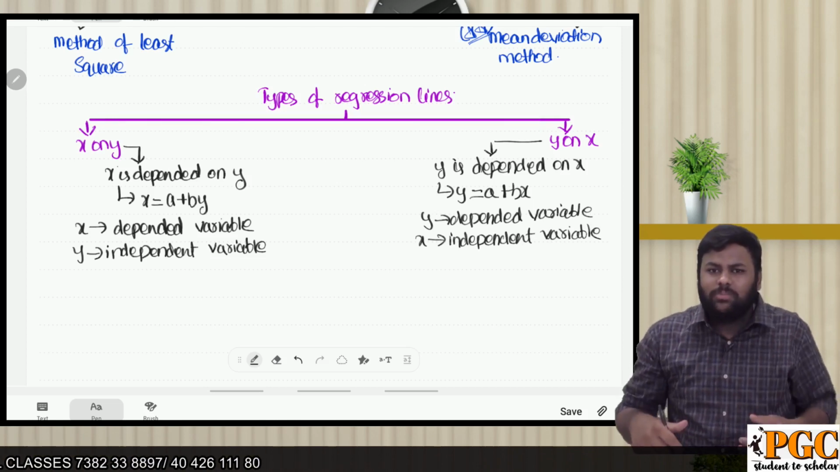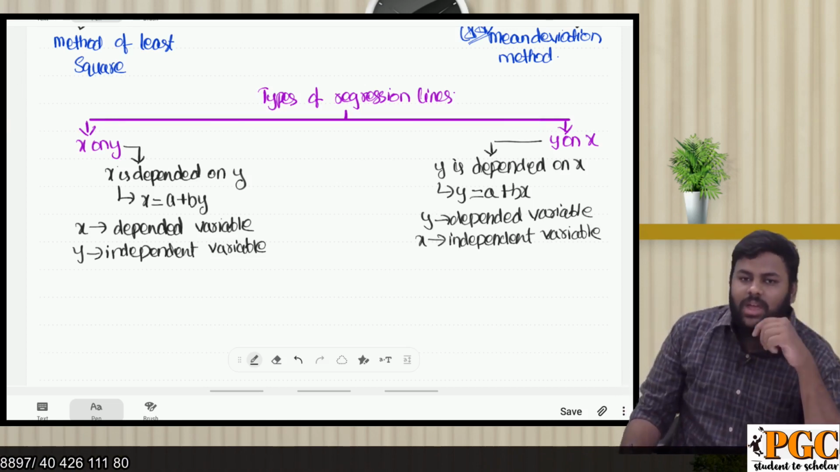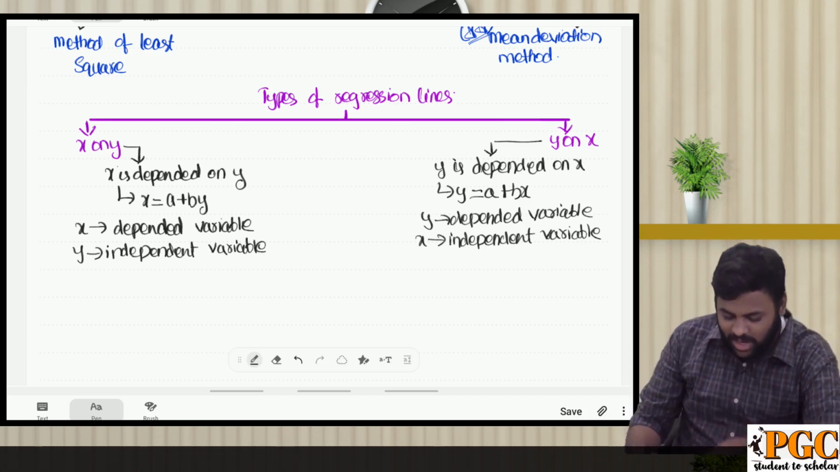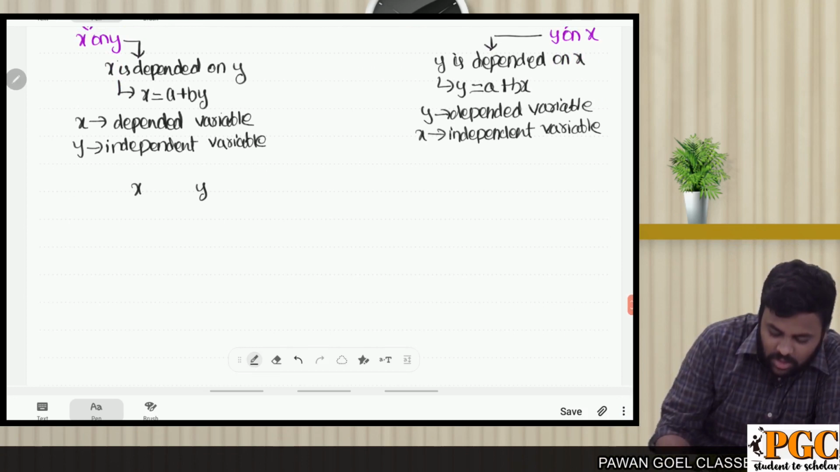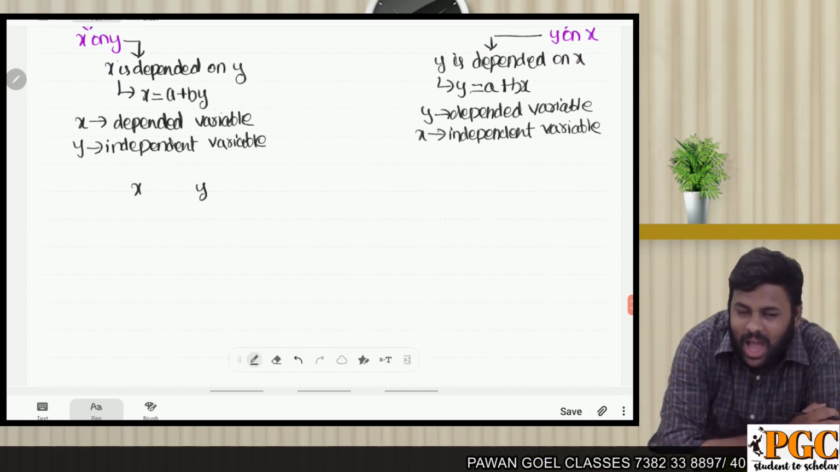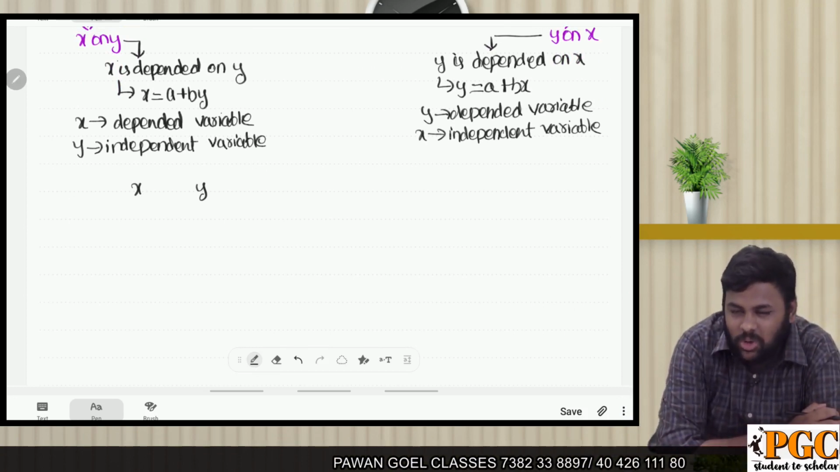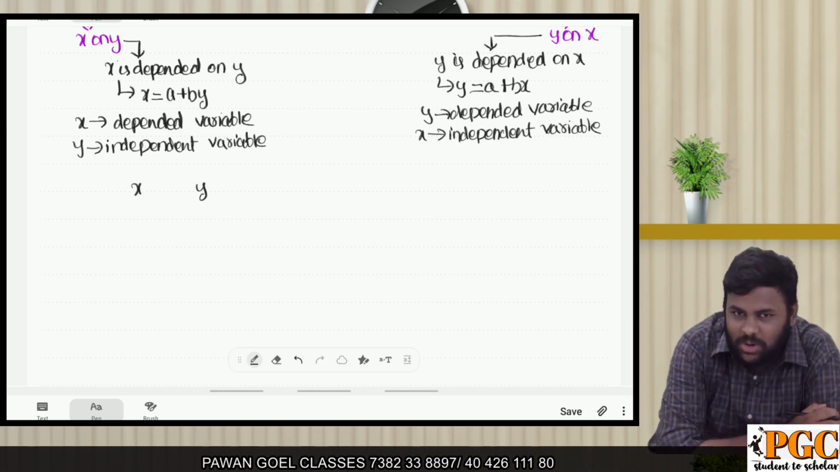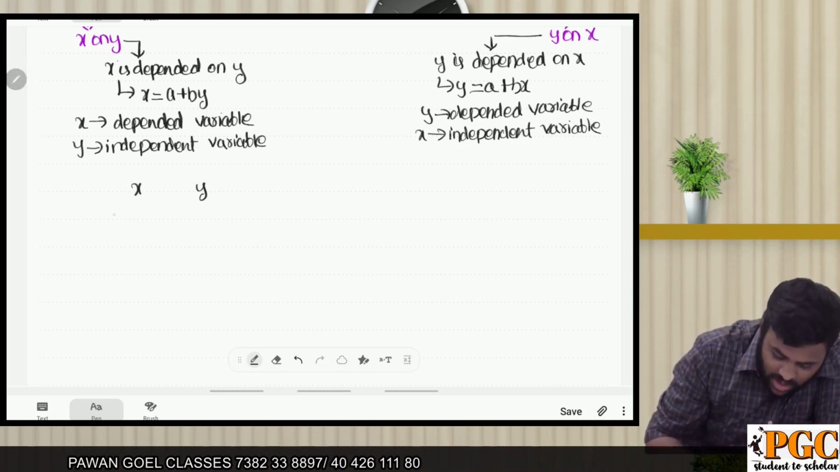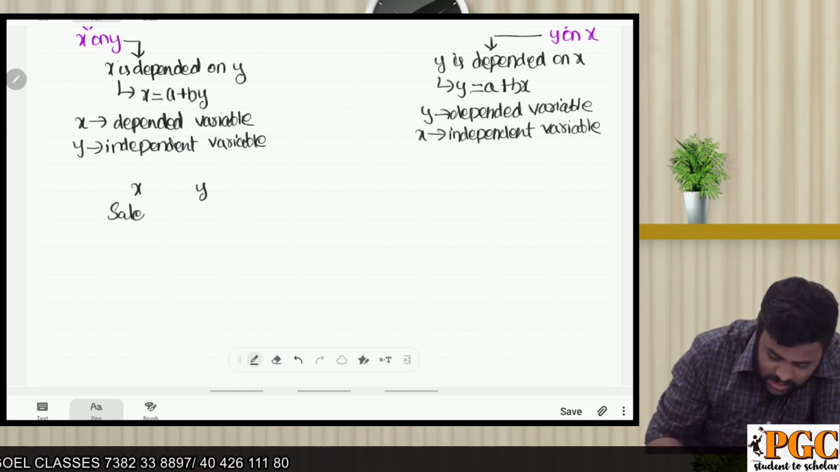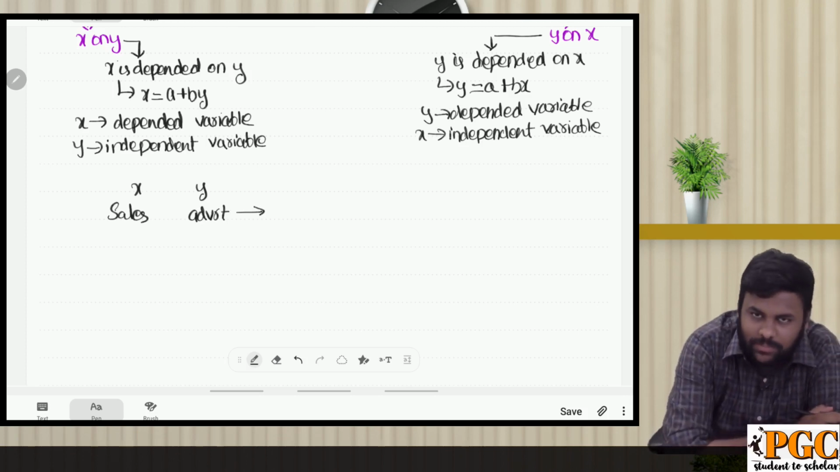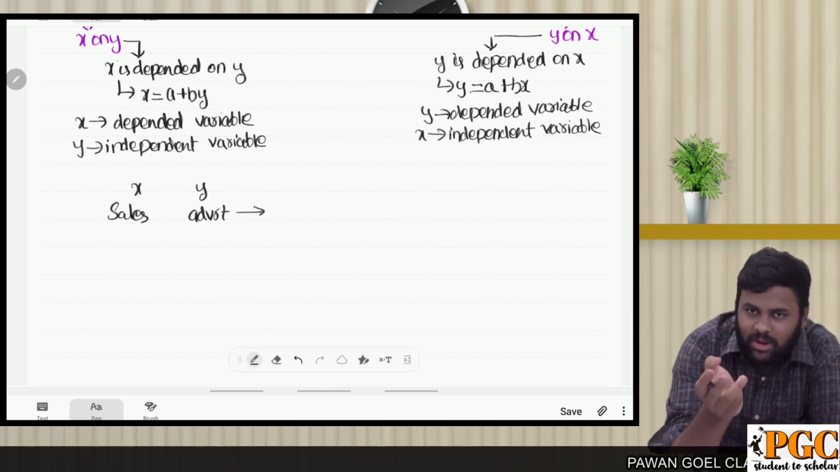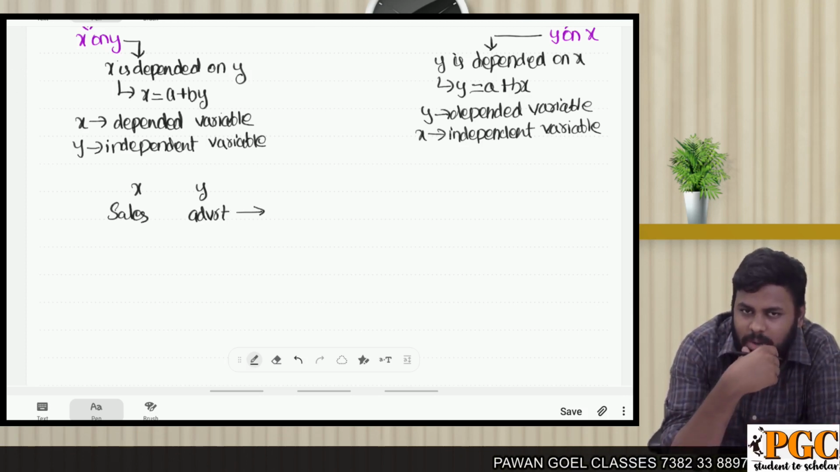Now how are you supposed to use this x on y and y on x? Simple, my dear friends. I am giving you the variables x, I am giving you the variables y. Tell me, are we supposed to develop x on y or y on x? X is given as sales, y is given as advertisement. Now tell me, is it x on y or y on x? Sales is dependent on advertisement or advertisement is dependent on sales.